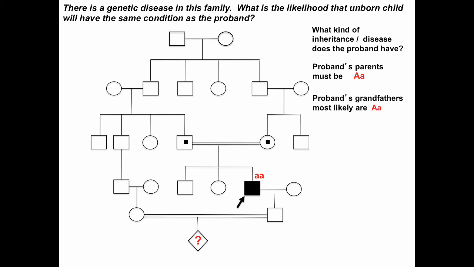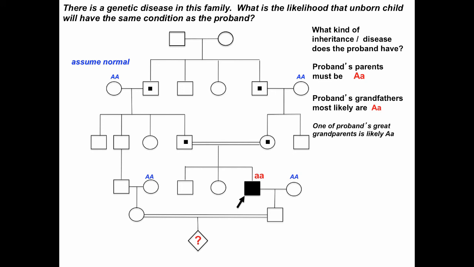The proband's grandfathers are also most likely carriers, big A, little a, so I can represent them like that. I don't know anything about the individuals they marry. I'm going to assume, as you should assume in any situation when you're trying to do a calculation, that people outside the family are normal and not carriers. So I'm going to assume that this person's mate was normal, big A, big A. Likewise, she's normal, big A, big A. Likewise, these individuals are normal, big A, big A. We'll use that as kind of a ground rule if you're trying to solve a problem for our course.